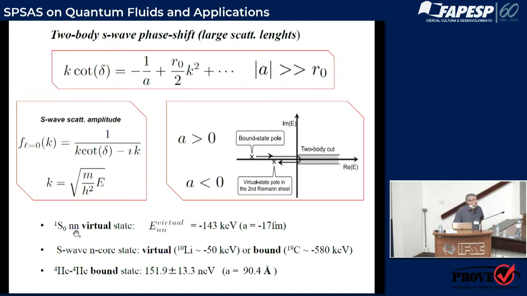For example, in the neutron-neutron system, the virtual state is at very low energy. This is 0.1 MeV. The energy of the deuteron is 2 MeV. So this is 20 times smaller. And this is very important for the properties of halo nuclei. And there are others. In the case of the helium-4 dimer bound state, we have a true bound state. But remember, a negative scattering length is not a repulsive interaction. It's attractive, but with a pole.